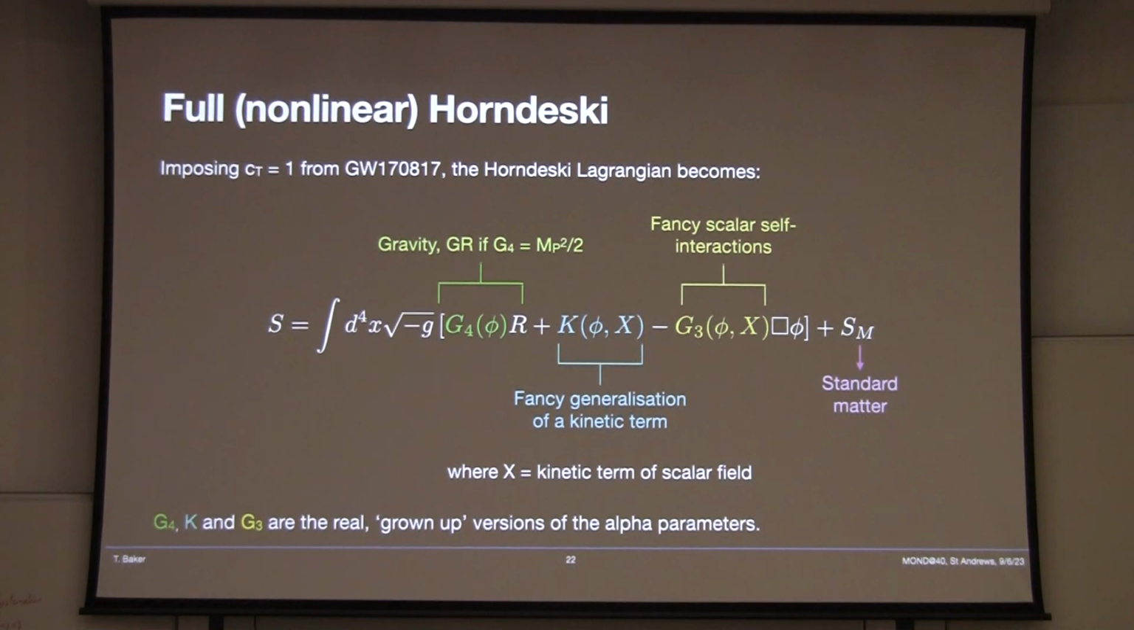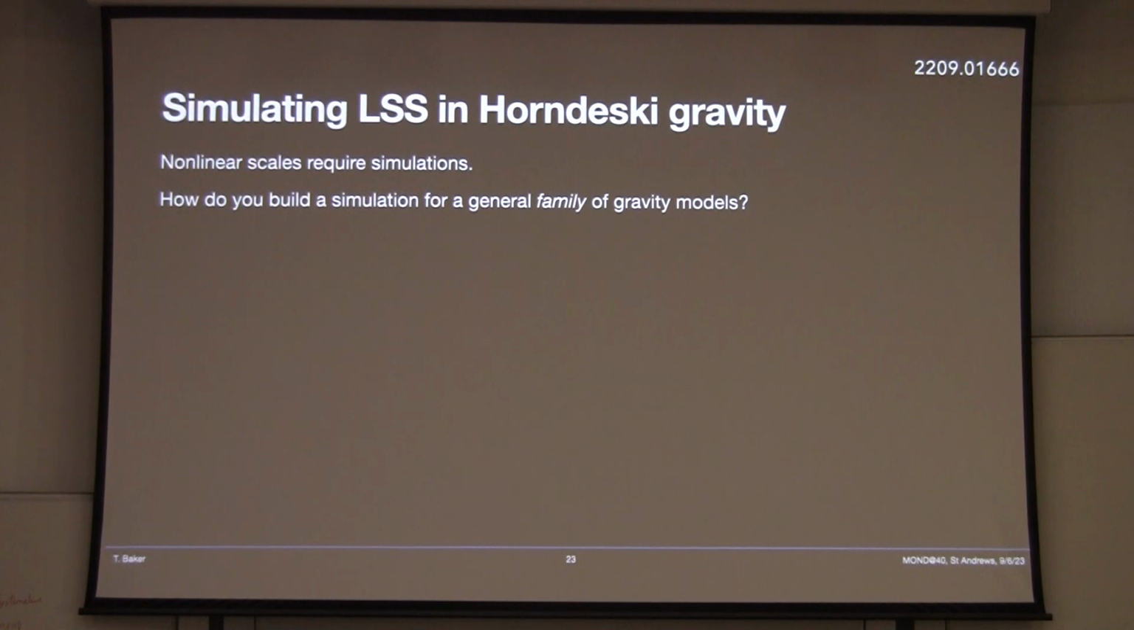Okay, I said this nonlinear regime requires simulations. We can't compute it analytically. So that means we need to build simulations for Horndeski. Fine. Problem: how do you build a numerical simulation for a whole family of gravity models? Essentially all cosmological simulations to date either use lambda CDM, or the ones that have gone outside of lambda CDM have been hard-coded to a particular theory of gravity. Right? You have to code up what is the force between particles.